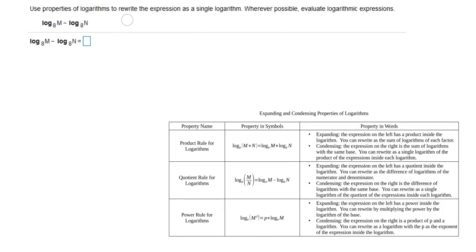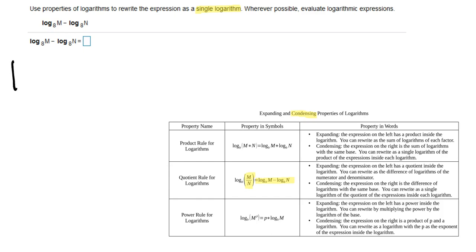Use the properties of logarithms to rewrite the expression as a single logarithm. Whenever possible, evaluate the logarithmic expressions. So our example has log base 8 of m minus log base 8 of n. And this time we're trying to write as a single logarithm. Writing as a single logarithm means that we want to be condensing to an individual, single log. So we take a look at our properties here, and I have one with subtraction in it. That's log base b of m minus log base b of n. So when you have subtraction, you can condense that to a single log by using division.